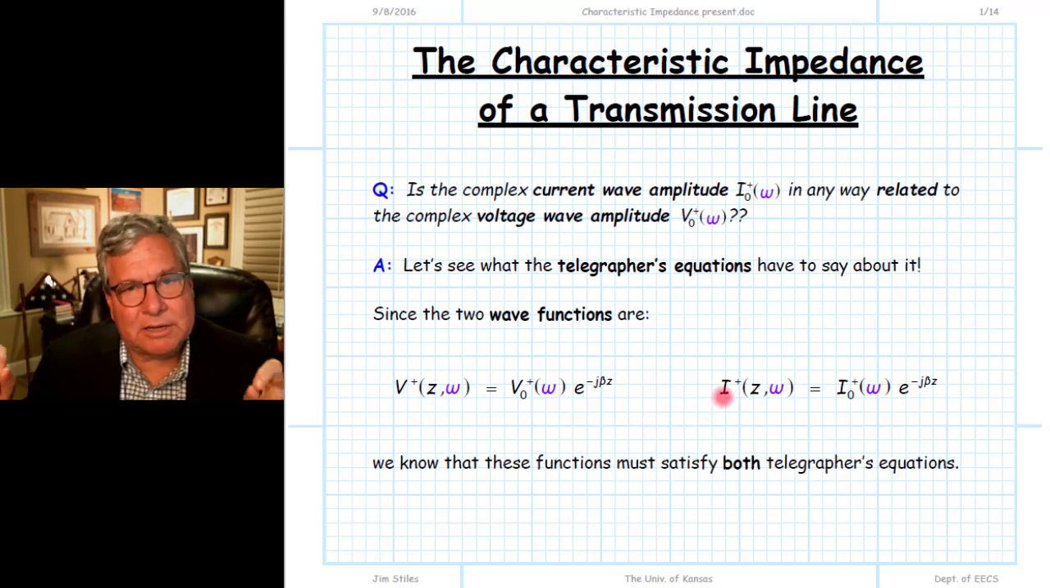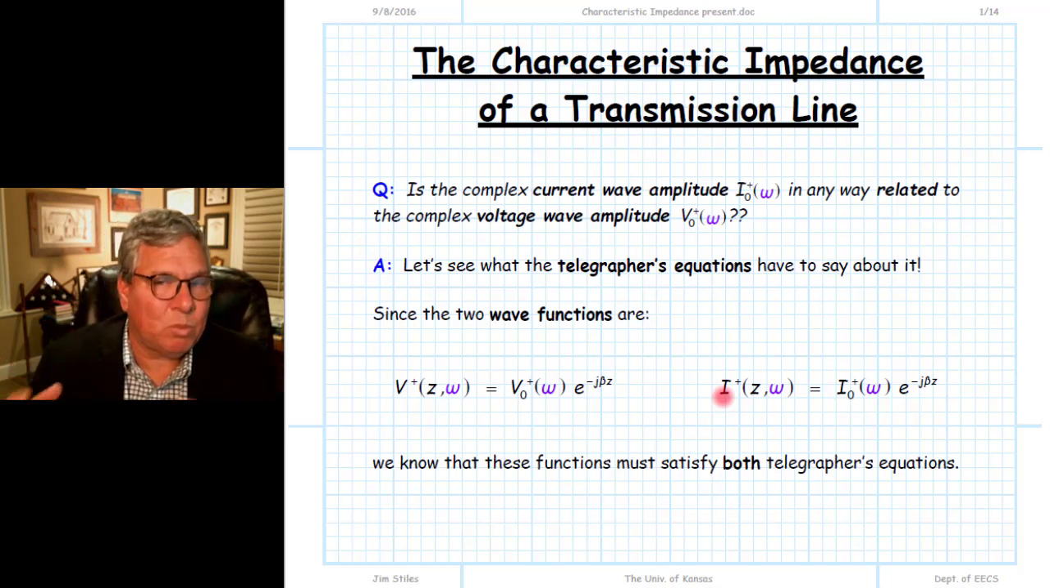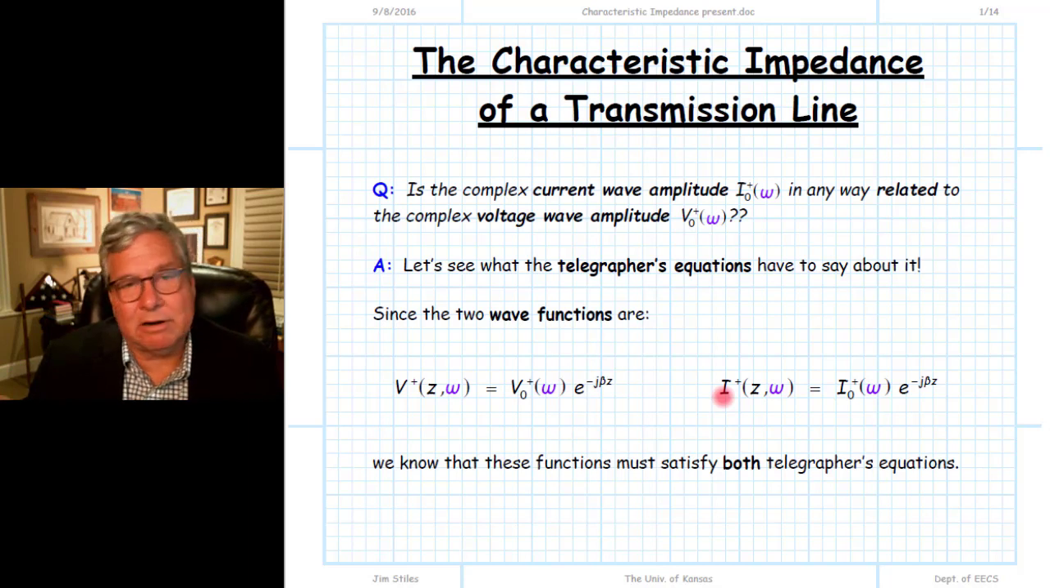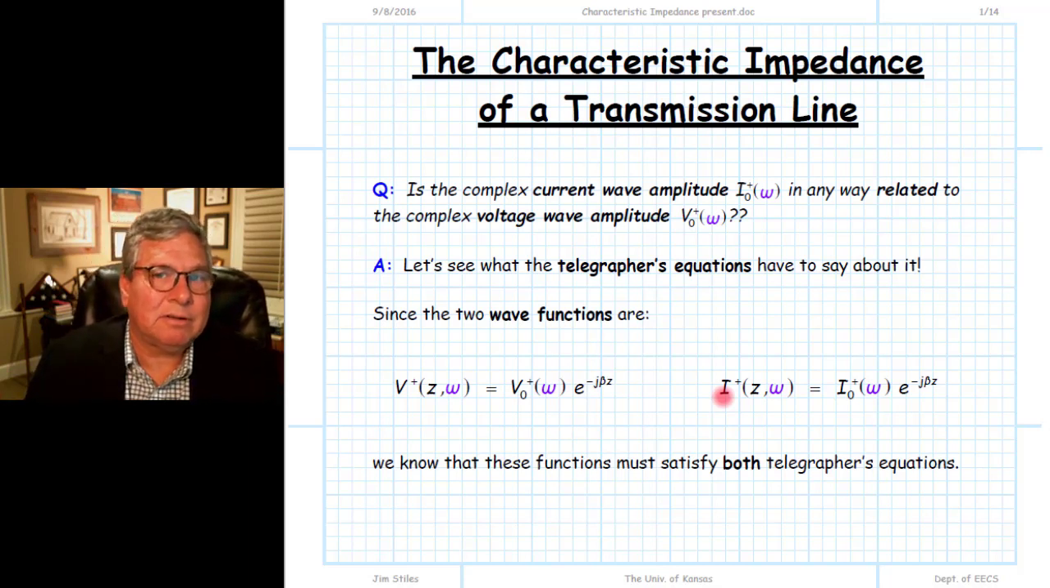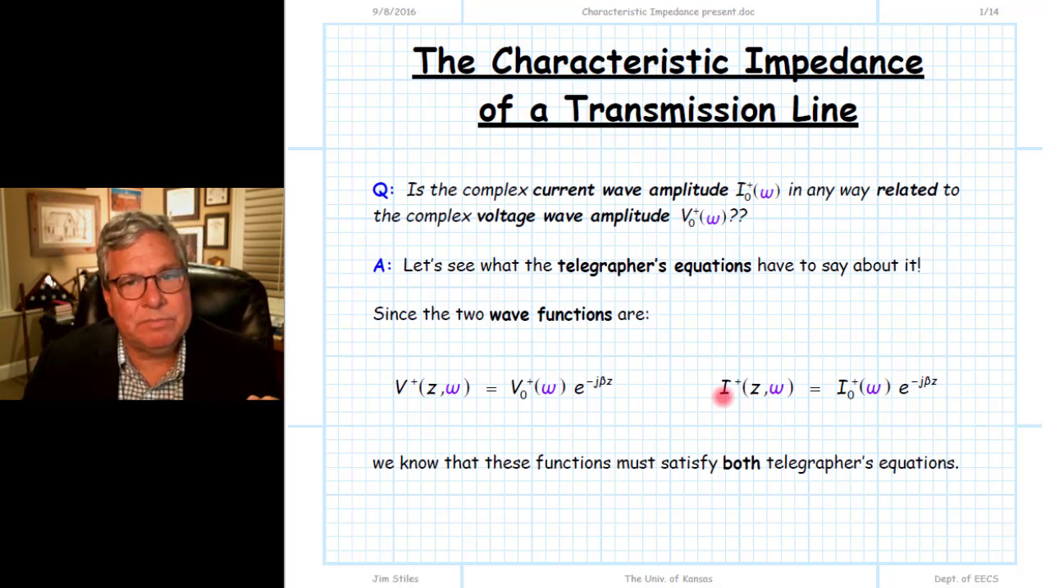The plus voltage and plus current are the results of the same electromagnetic phenomenon, one single propagating wave. They are children of the same parents, essentially, the electric field and the magnetic field. And so it is reasonable to expect that perhaps there is a more fundamental relationship between V plus and I plus. And of course, really, when you look at it, both of them have the same solution, e to the minus j beta z. They both change the same way with respect to position.